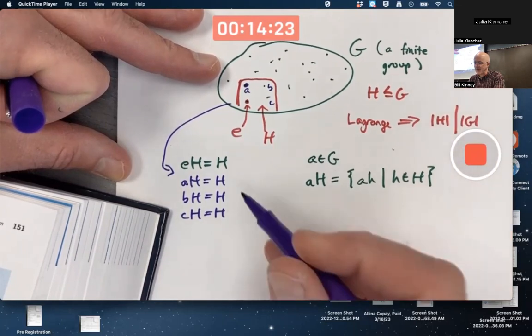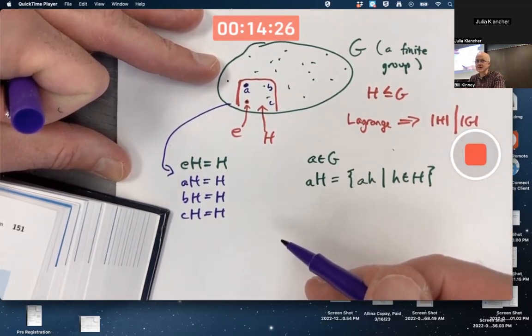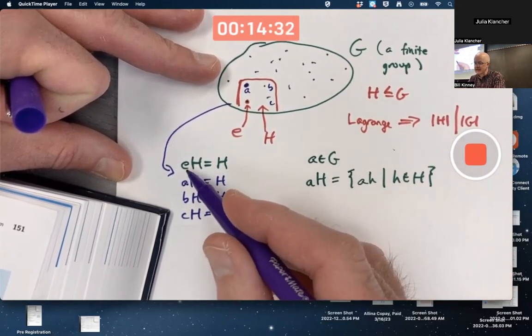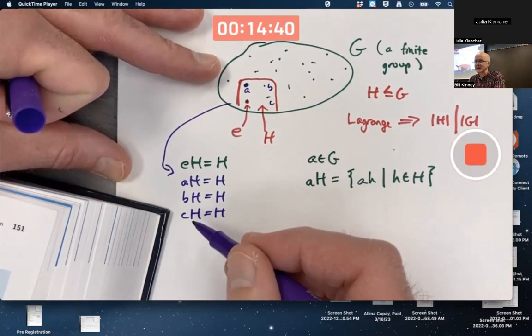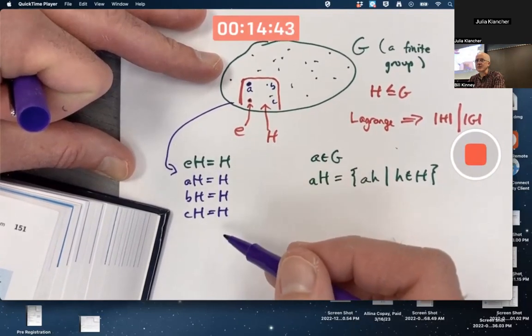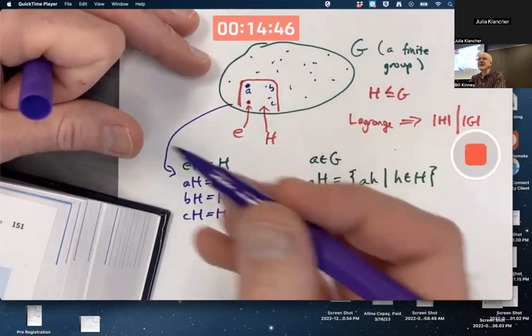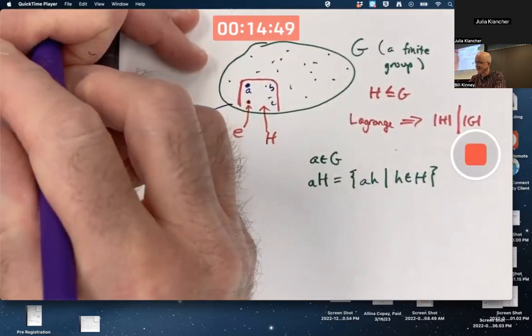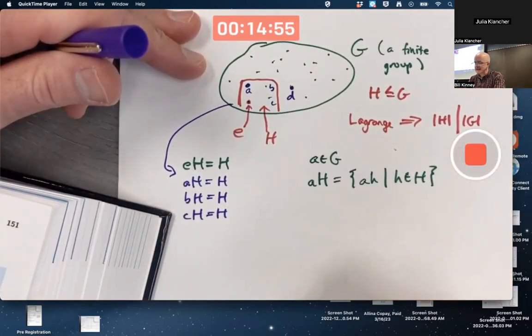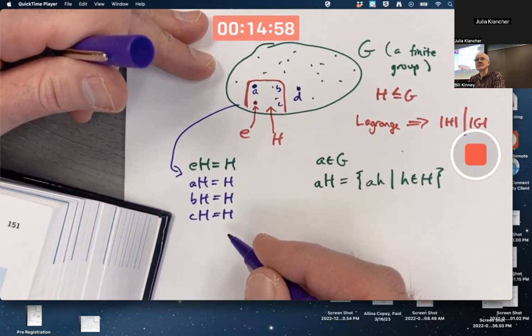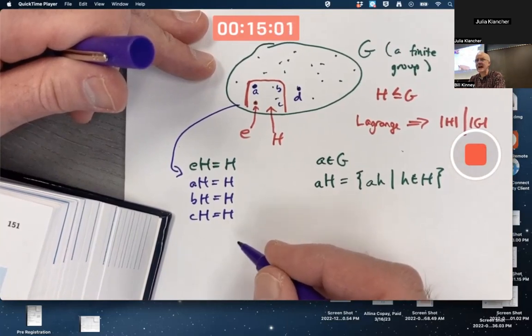Those left cosets are all the same. They're all equal to H. These four elements, E, A, B, and C, are all in H. They're all in the left coset of H in G containing those elements. These equations are all true. They're all the same. But if I move on to some other element that's not in H, say this one right there, call that D, DH does not equal these. But DH does contain D.